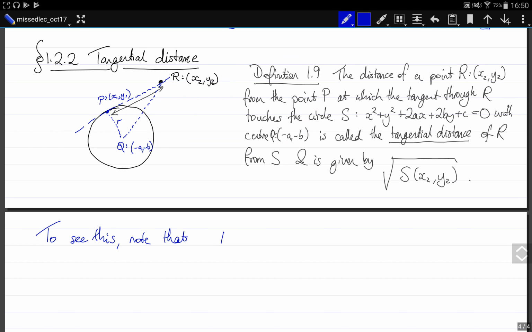So we want PR, but let's square it. That's the tangential distance squared. And this is QR squared minus PQ squared. Well, PQ is just the distance R.